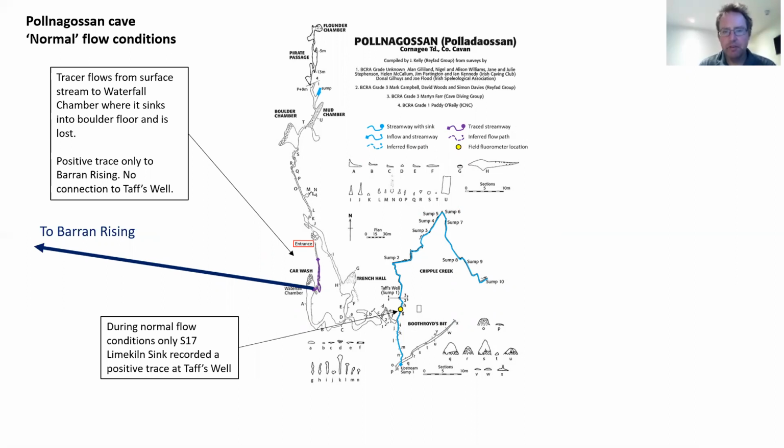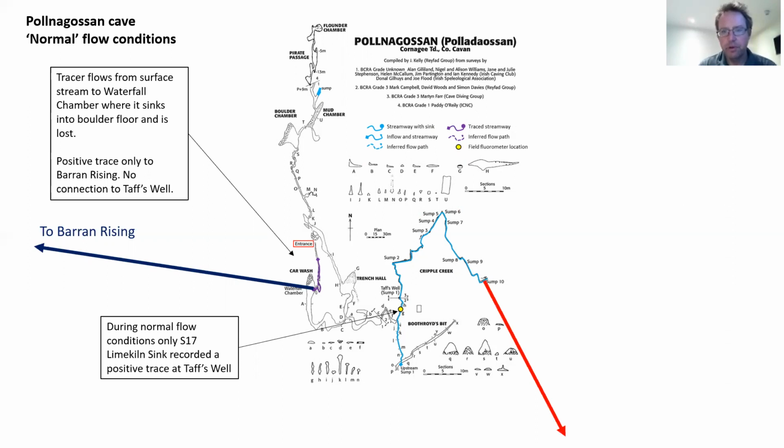There is a second streamway in the cave, though, and prior to the catchment care work, this second stream had never been traced. So one of the primary focuses we had of the project for the winter of 2020-2021 was to determine if this stream also drained to Barron Rising, or in fact, does it drain elsewhere, and do we have a catchment divide running through the cave?